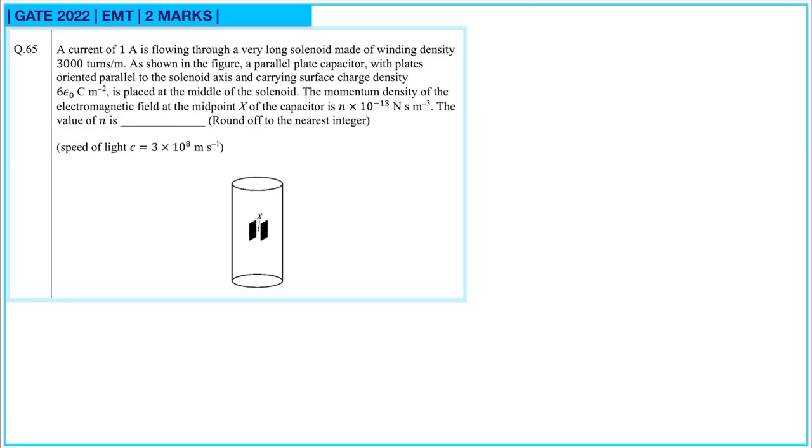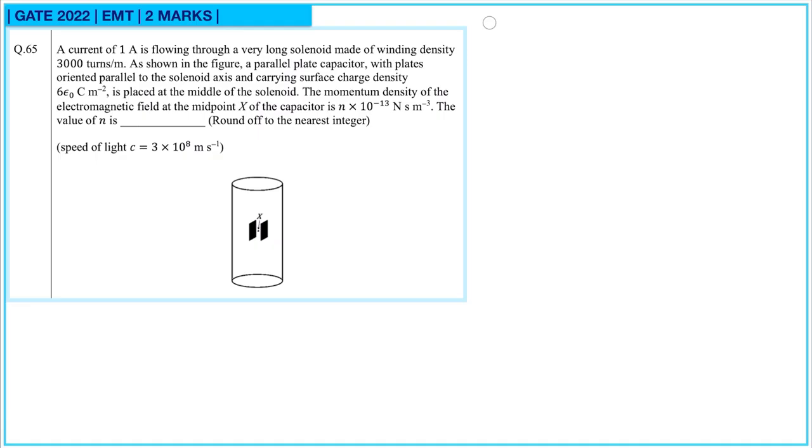Next is question number 65. A current of 1 ampere is flowing through a very long solenoid made of winding density 3000 turns per meter. As shown in the figure, a parallel plate capacitor with plates oriented parallel to the solenoid axis and carrying surface charge density 6 epsilon naught is placed at the middle of the solenoid. The momentum density of the electromagnetic field at the midpoint x of the capacitor is n into 10 raised to minus 13. The value of n is.